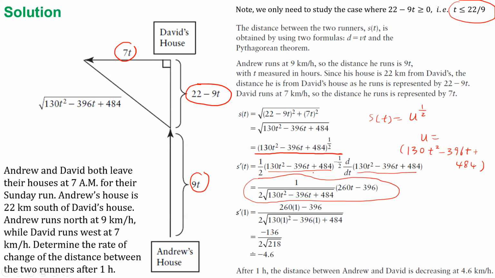Then we want to find the instantaneous rate of change when t equals 1. So we can insert t equals 1 into this expression and find that the instantaneous rate of change at t equals 1 is approximately -4.6. So that means after 1 hour, the distance between Andrew and David is decreasing at 4.6 kilometers per hour.